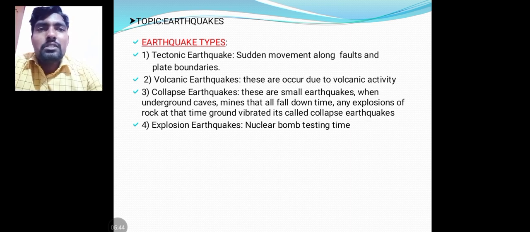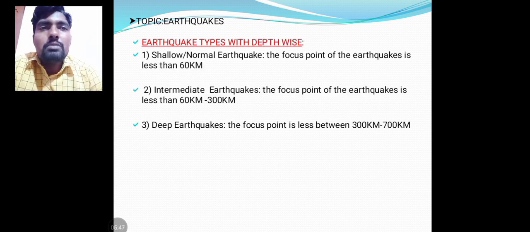Okay, next slide. Earthquake types based on focus depth: shallow earthquakes or normal earthquakes. In the subsurface of the earth we have the focus point, where the force originates. Based on the focus depth, earthquake types are classified. The first one is the shallow earthquake, where the focus is less than 60 kilometers below the surface of the earth, going in the downward direction.